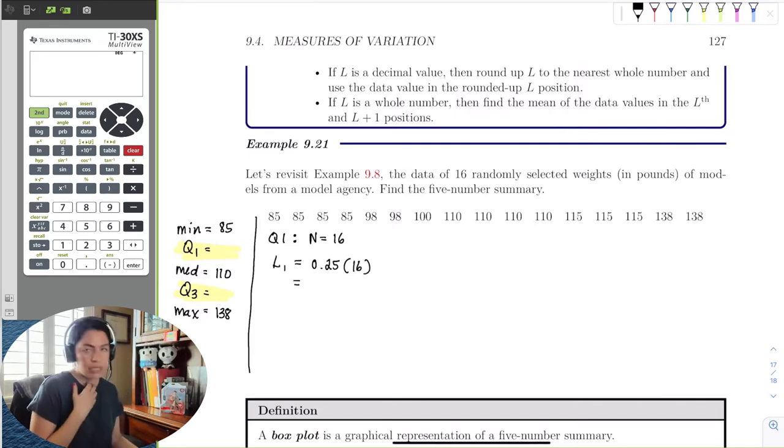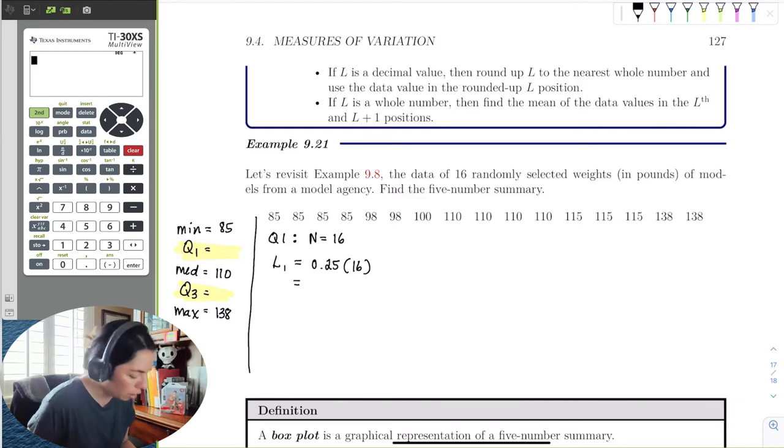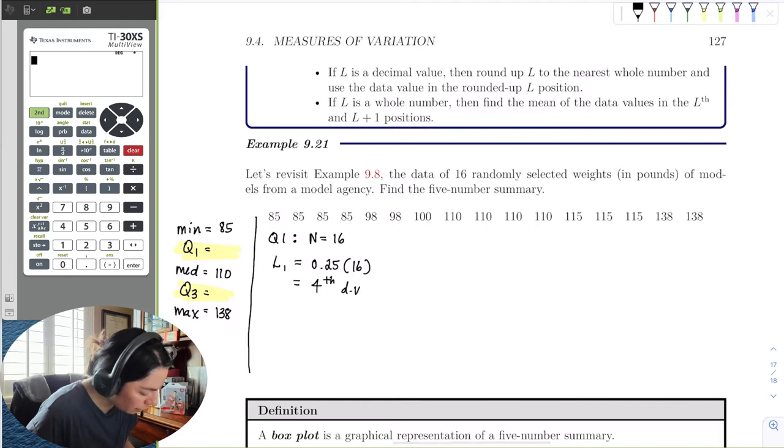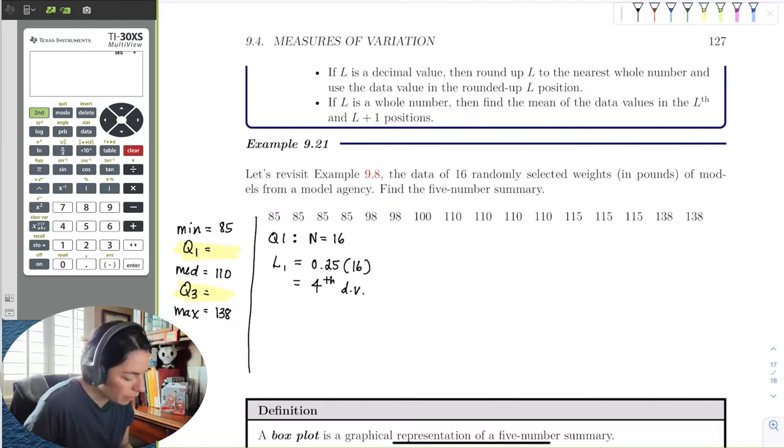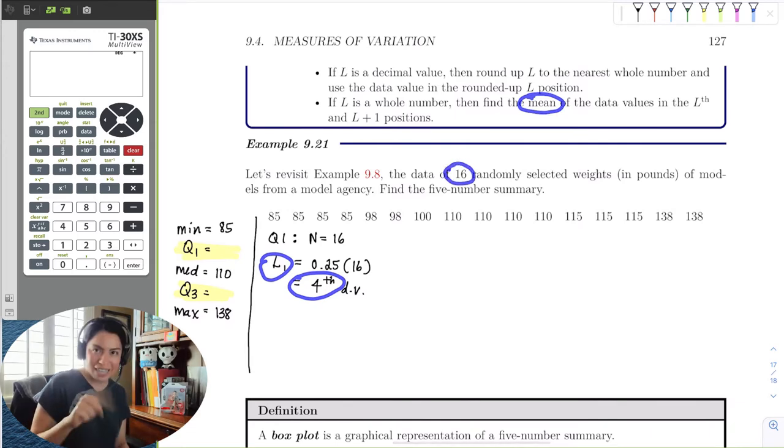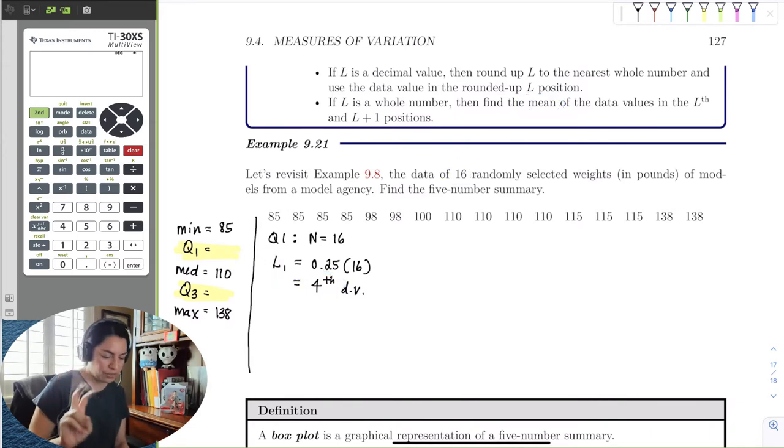And so 16 divided by 4, sorry, 16 times 0.25, or in other words, 16 divided by 4 is going to be 4. And again, this is going to be the fourth data value. Now, once again, if we read it, if L is a whole number, in our case it is, then you have an even number of data, right? So you have two middle values, and you're going to take that one and the one next to it and then divide by 2.